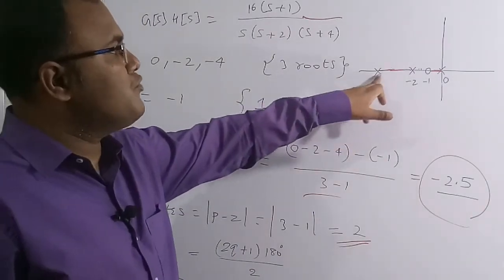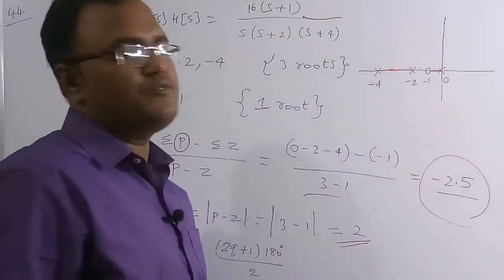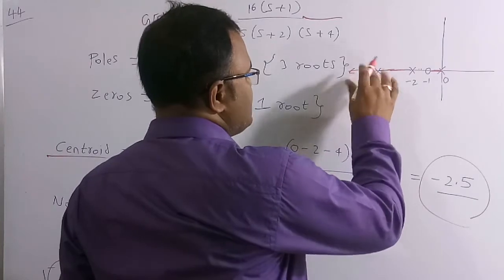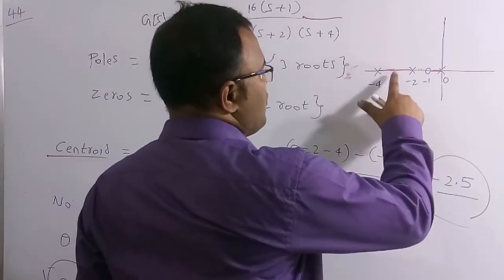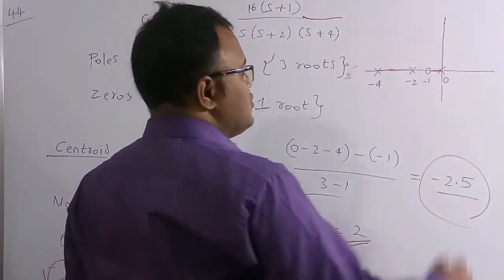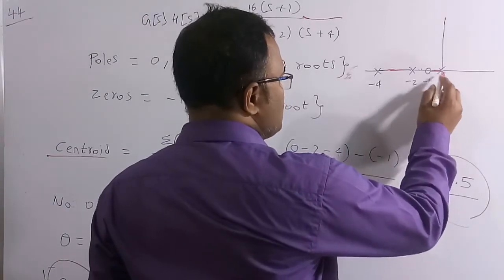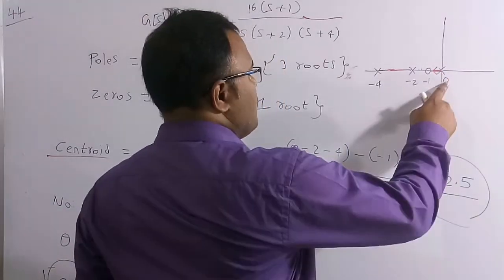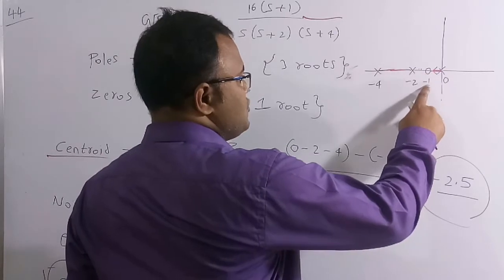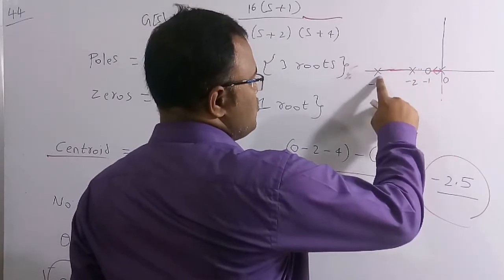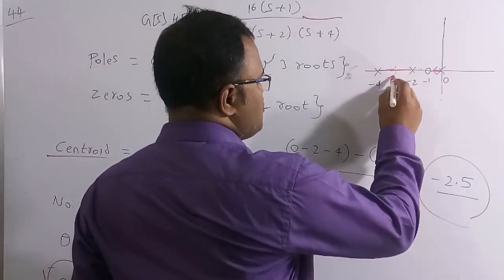But if you stand here, there are four roots. Four roots is nothing but an even number, so this is not in the root locus. So only these two regions are in the root locus. So this pole is going to terminate at the zero at minus 1, and for these two remaining roots, the centroid is here at minus 2.5.